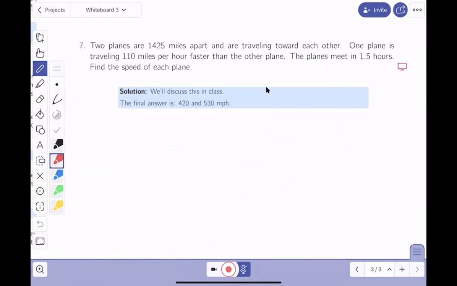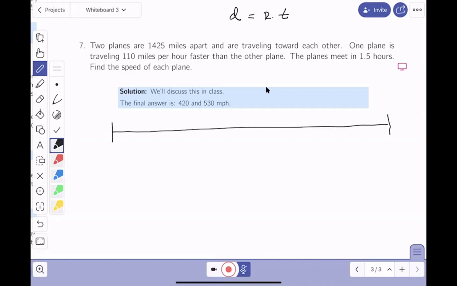Two planes are 1,425 miles apart, and they're traveling towards each other. Well, I'm going to say this is probably a distance equals rate times time problem. Now, when looking at it, the first thing I know is there's two planes, and they're apart. Well, how far apart? They're 1,425 miles apart. All right. They're traveling towards each other.